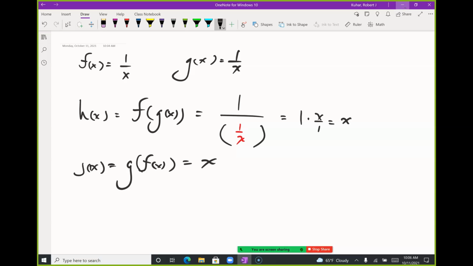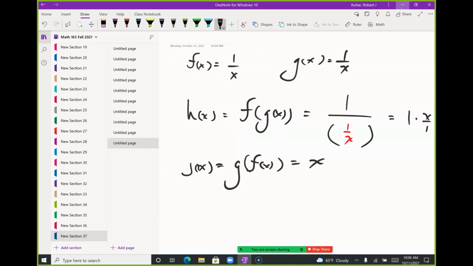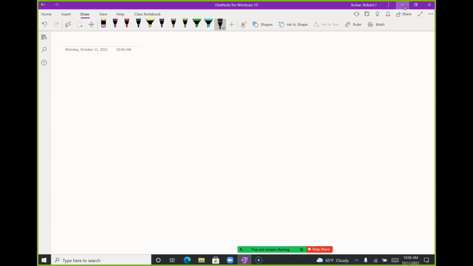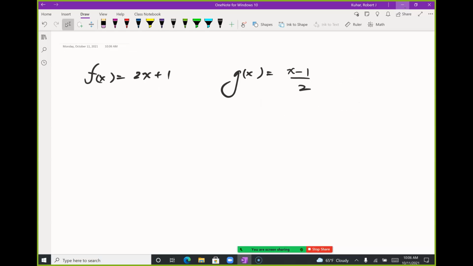Okay, let's look at another one. Now you could have functions that if you do f composed of g, you get x, but g composed of f, you don't. So this is why you always have to check both, right? But right now the book will be prompting you. Let's look at another one here. Let's see, f of x is 2x plus 1, and g of x is x minus 1 all over 2. These also undo each other, and we can look at that first.